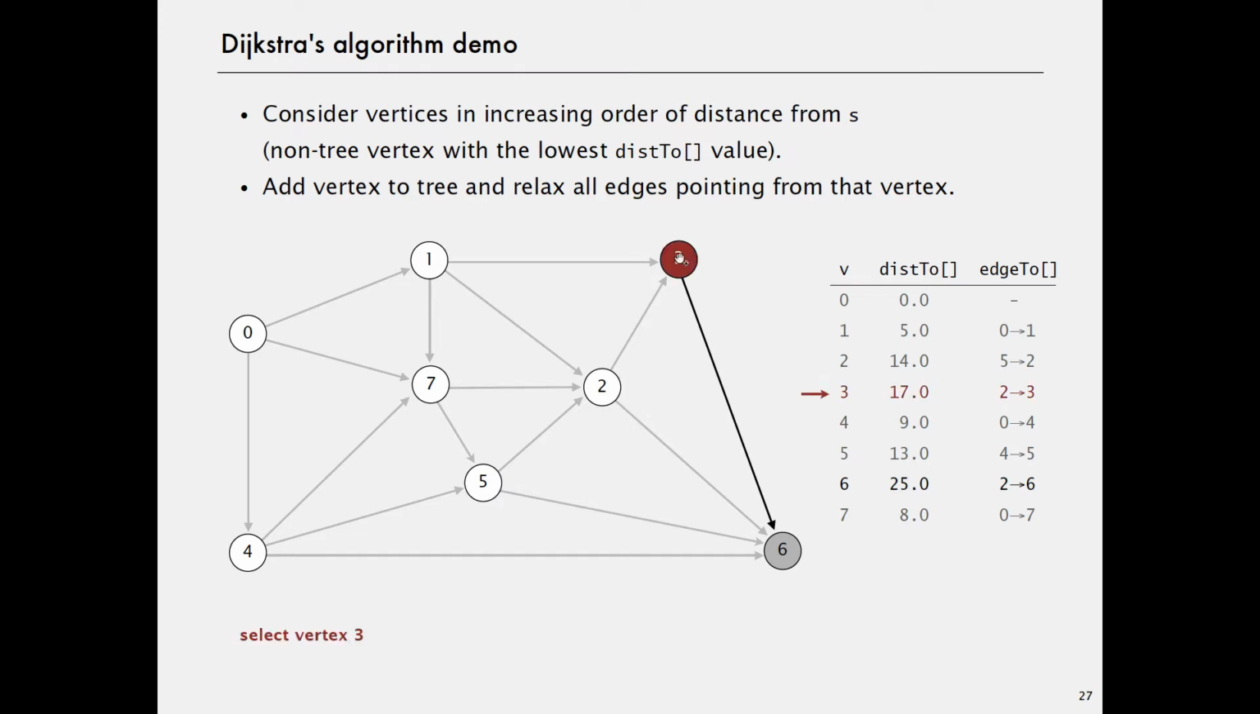Okay, and now we relax this edge. 20 plus 9 is 29. Nothing happens. This value is correct. And then there is node 6. No outgoing edges. You're done. That's the output.